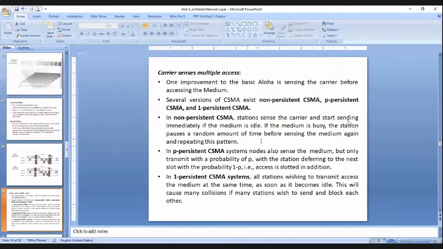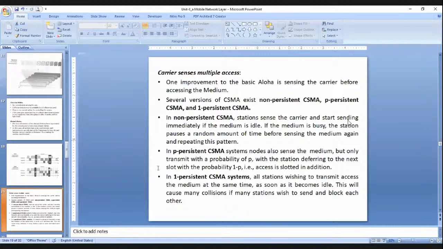You will be sensing the carrier. So how many times? Okay, you need to wait until it is free. If it is free, then again you can send the data. So when a medium is busy, you need to take a pause. That means it will be in a waiting state for a period of time and sensing the medium. So that is non-persistent.